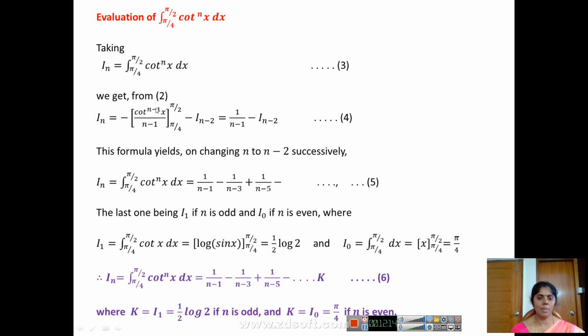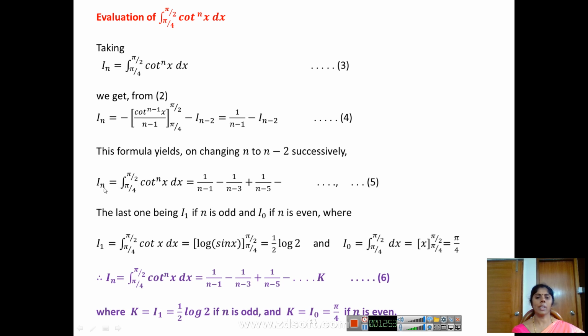After simplifying, cot of pi by 2 is 0, then minus of cot of pi by 4 is 1. So minus into minus we get plus. After applying the limit, we get the result as 1 divided by n minus 1 minus I_(n minus 2). This formula ends on changing n to n minus 2 successively, as we did before in the integral of tan to the power n of x dx, and sine terms and cos terms.